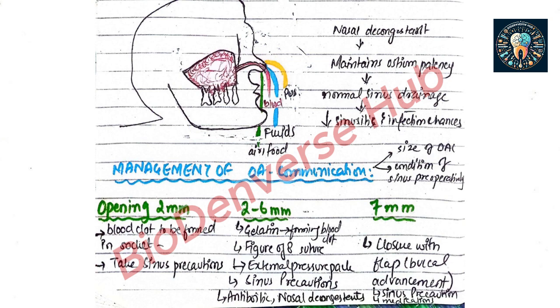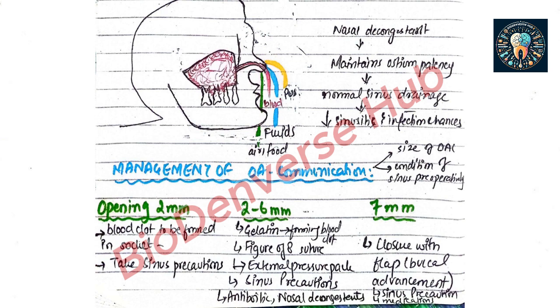So when we give nasal decongestants, it will maintain the ostium patency by resolving the inflammation around it, and after that it will allow normal sinus drainage, which will decrease the chance of sinusitis and infection. So this was the mechanism of action of the nasal decongestants.